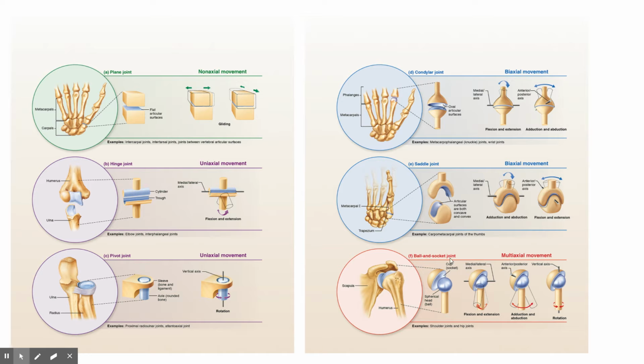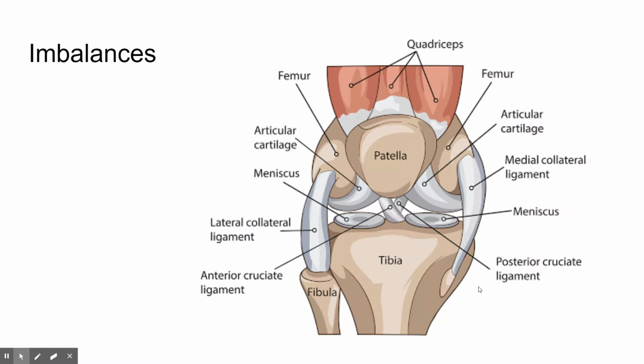And then, of course, the ball and socket joint. This has to do with your shoulders and your leg sockets. And these have multi-axial movements. Shoulders, obviously, much more movable than the leg joint. And so let's talk about a couple of imbalances that can occur.